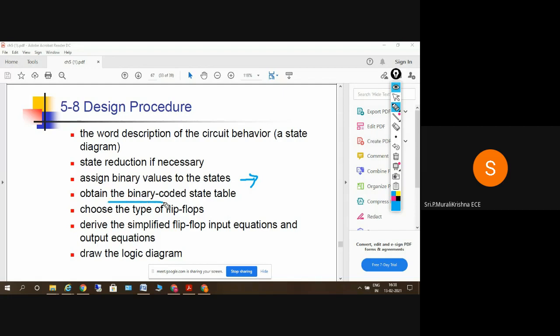Next, obtain the binary coded state table. The state table should be updated with the binary codes instead of A, B, C, D. Then choose the type of flip flops to be used, and simplify the equations with the help of the state table and K maps, and afterwards draw the logic diagram. That is what we'll follow. We'll go straight to the problem, and we'll see how to solve these kinds of problems.